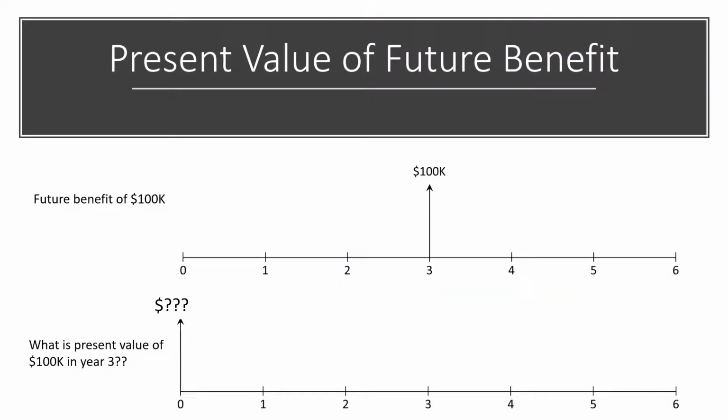Okay, so it's not really that complicated of a concept, but imagine that here we have one cash flow diagram with a future benefit of $100,000 that occurs basically in year 3. What we're trying to do is find the present value of that $100,000 in year 3. So we're going to create a second cash flow diagram essentially where the equivalent present value cost or revenue or benefit is going to be incurred in year 0.